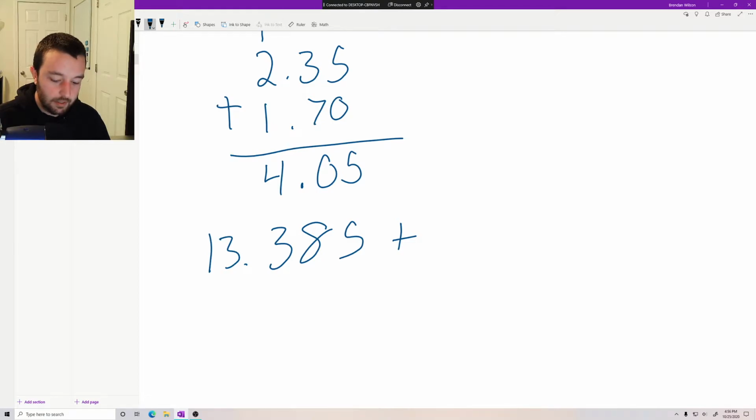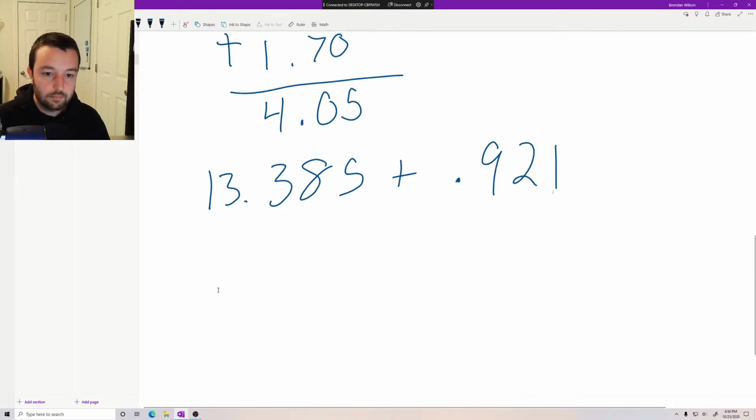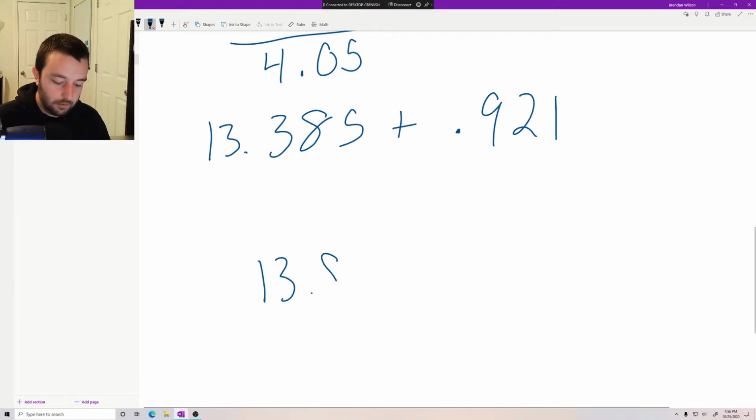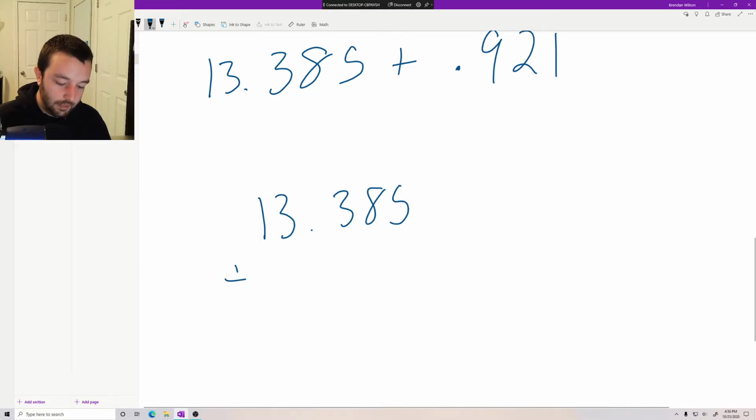13.385 plus 0.921. Okay. So we want to line them up. 13.385. So this one, we line the decimals up. And then we have 9, 2, 1, which is our tenths, hundredths, and thousandths place.